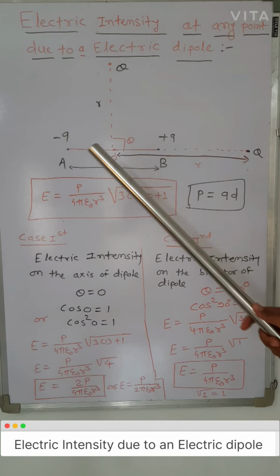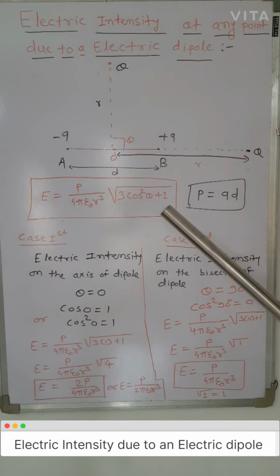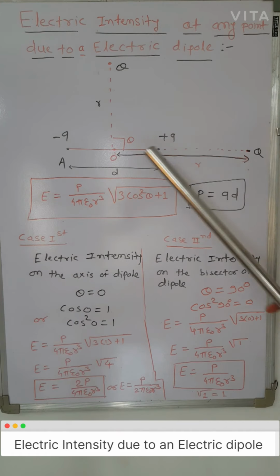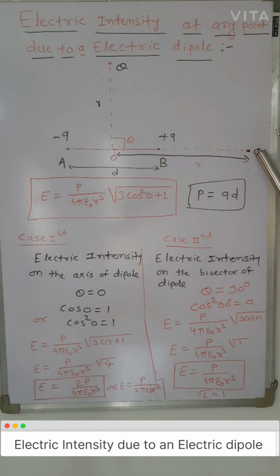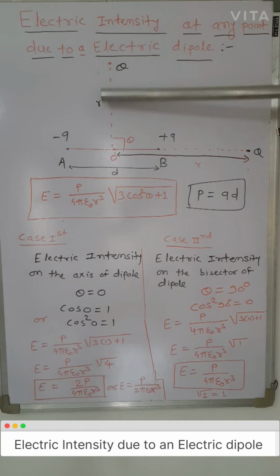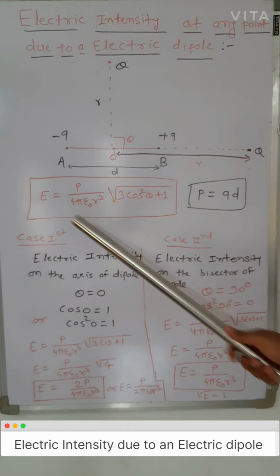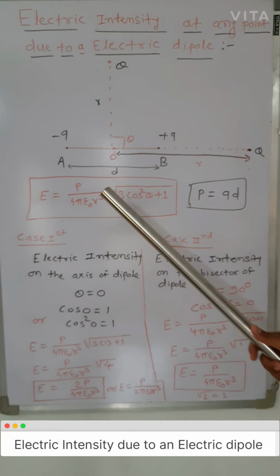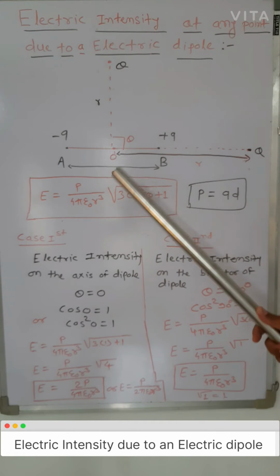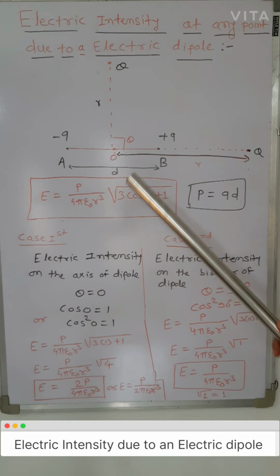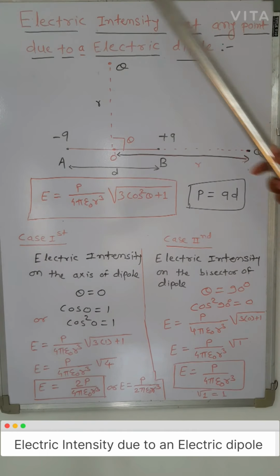So this distance between two charges is d, and here we want to calculate the electric field intensity at a point Q. So this point is far from the center of the dipole, at a distance r. At this point we want to calculate the electric field intensity along the axis of the dipole, and also on the bisector of the dipole at a distance r. So here this is the general formula of the electric intensity around the dipole. By using this formula we can calculate the electric field intensity around the dipole.